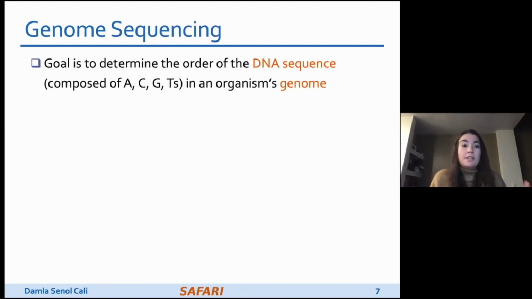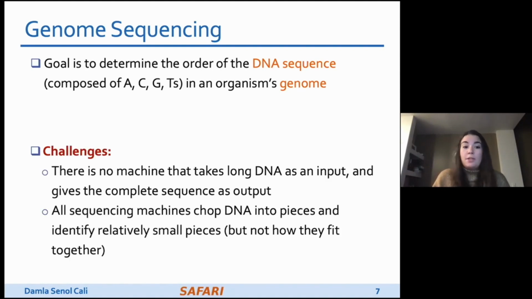So as I have already introduced, the goal in genome sequencing is to determine the order of the DNA sequence. In other words, the order of ACGTs, which are the characters that you would expect in a DNA sequence in an organism's genome. However, these sequencing machines cannot take that long DNA as an input. And by long, for example, for the human genome, I mean 3.1 billion characters or base pairs. And the machines cannot take them as a whole and give the complete sequence as output.